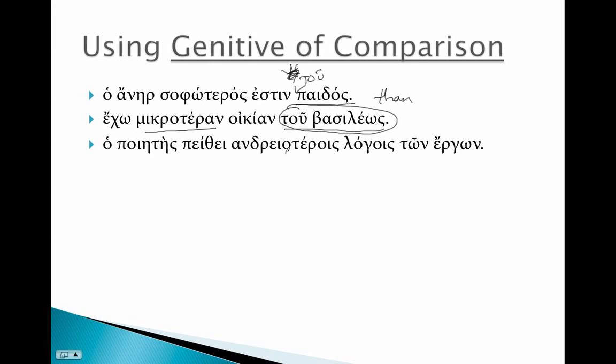Ho poiētēs peithei andreioteros logois. The poet persuades with braver words. Tōn ergōn, than deeds. So that's problematic. There we have to sort of say, well, what is being compared? Logic tells us that what's really being compared is the words and the deeds. But without that ē, all we know is that this genitive is the "than deeds." And we have to use context to explain the rest of the sentence. So those are the two ways to do it, using ē and using the same case, or using the genitive of comparison.